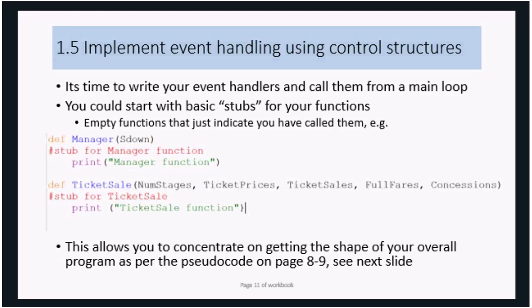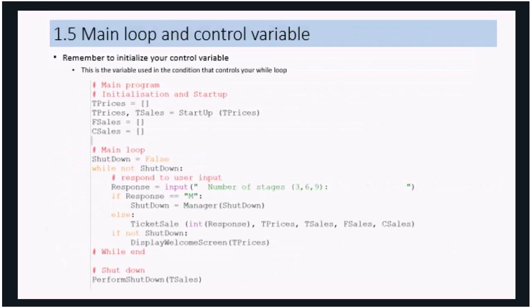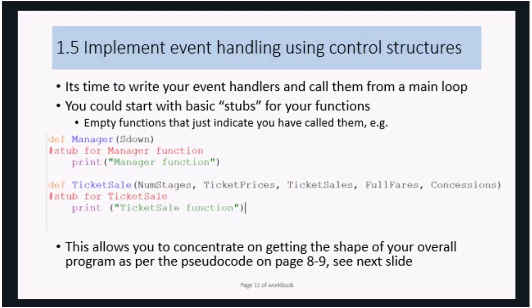So they'll just put a message on the screen to say that you've called them. The manager function needs us to pass in the shutdown flag. So we call it like this with the shutdown argument, but at the moment we're not going to do anything in here. We're just going to say stub for manager function, print manager function on the screen. And the same for ticket sale.